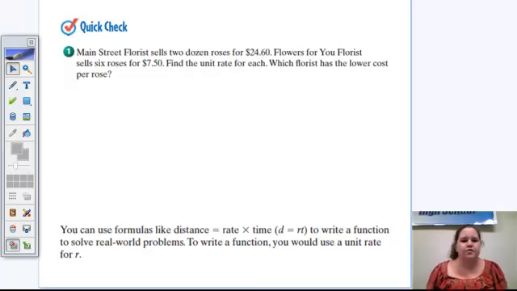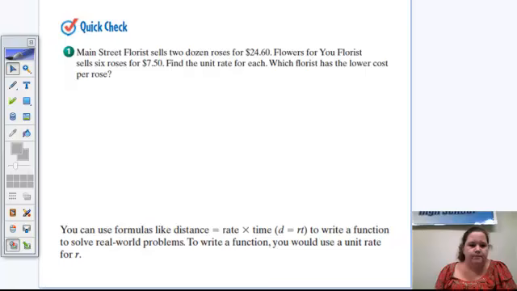Anyway, the Main Street Florist sells 2 dozen roses for $24.60. Flowers for You Florist sells 6 roses for $7.50. Find the unit rate for each. Which florist has the lower cost per rose? It's a good question, right? Alright, so we have 2 questions we have to look at here.